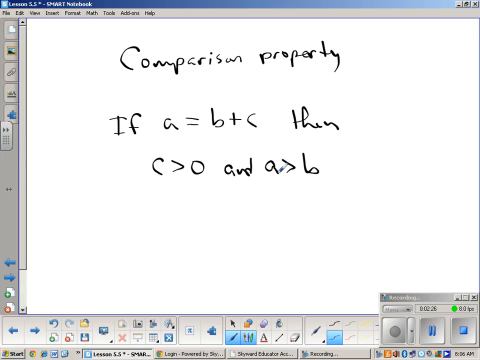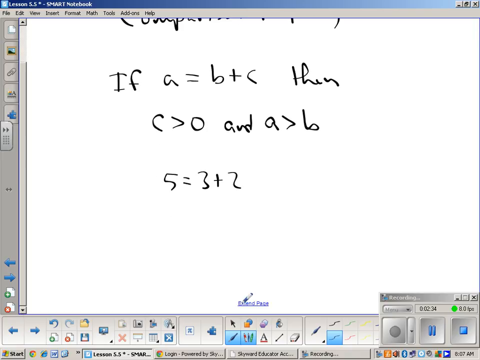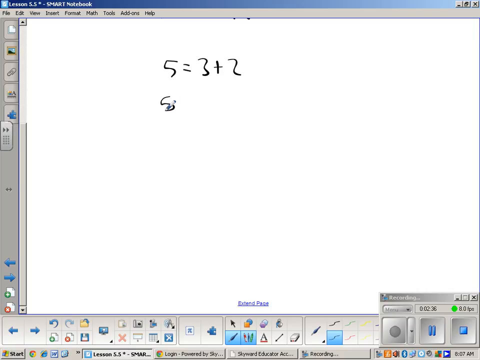But if we just look at like 5 is equal to 3 plus 2, then that means that 5 is bigger than 3, and 5 is bigger than 2, right? And so this property kind of seems like common sense, but sometimes we have to point out the obvious in a geometry class, and that's all we're talking about here.